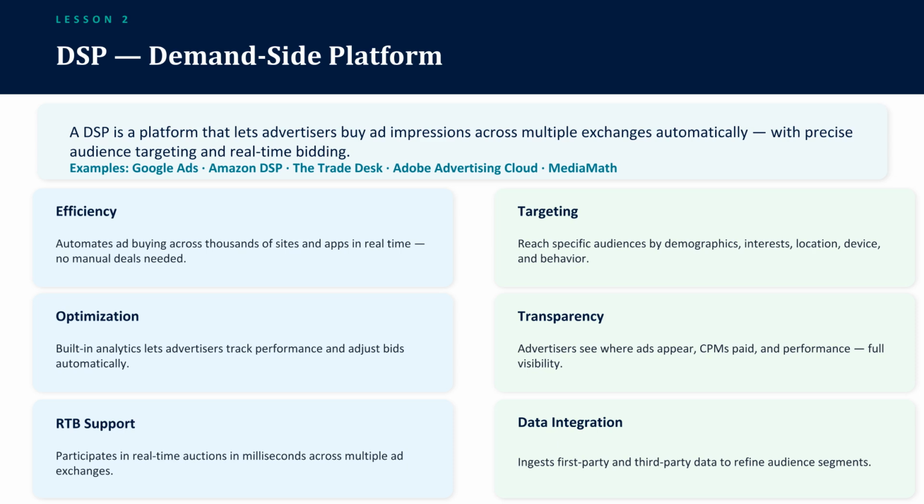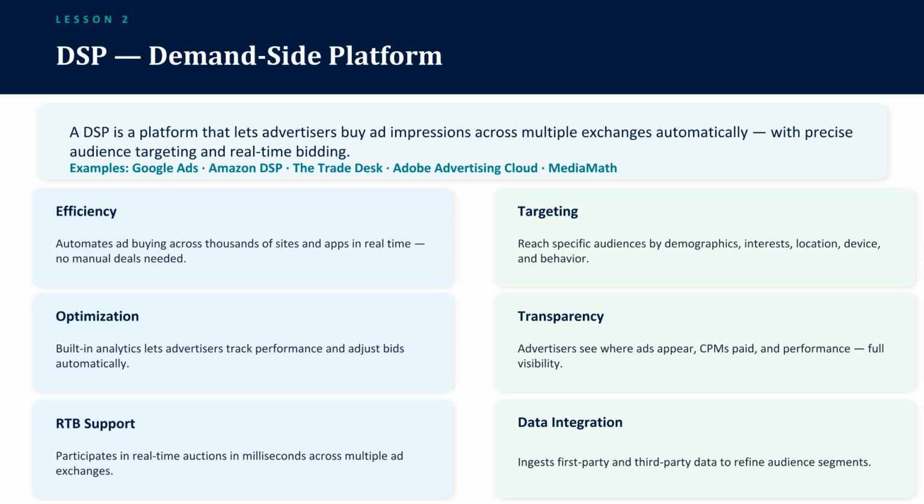Efficiency. You set your parameters, and the DSP goes out and buys the right impressions in real time across thousands of sites and apps simultaneously. Targeting. You can define your audience using demographics, interests, browsing behavior, location, device type, time of day. The options are remarkably granular.